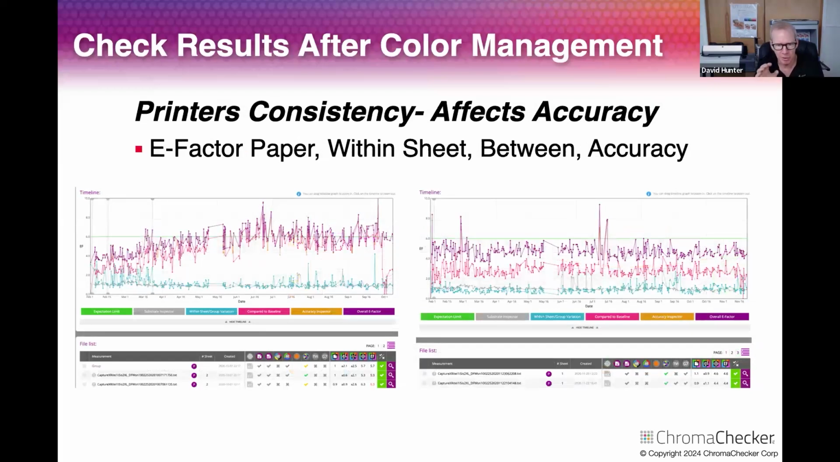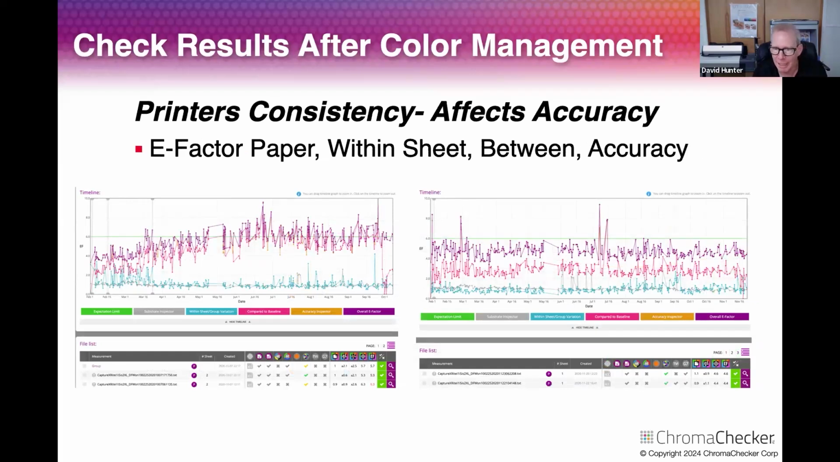Now, I should also know how consistent the printer is over time. And this is real screenshot data from these two presses. Notice the press on the left, the E factor started out at about a 4, and then it started climbing to a 5. So in February, it was a 4. In March, it was a 5. In April, it started going to a 6. And it started going up even to 7 in June. So this printer should have been reprofiled.